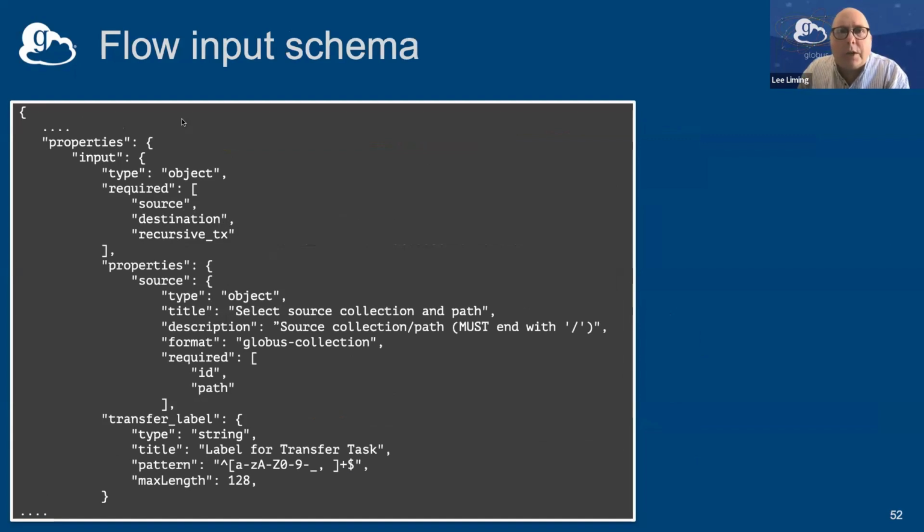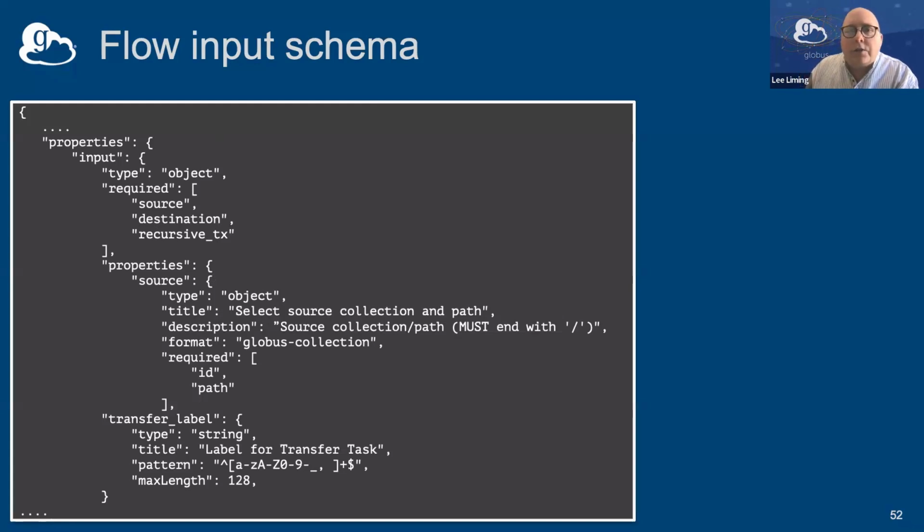There are two pieces to every flow, a flow definition, which we just saw, and an input schema. The input schema is another JSON document that basically says what inputs this flow requires. There are two reasons for having an input schema. One is so that if you want to launch the flow from our Globus web app, it knows what inputs to ask for and can do type checking for you.